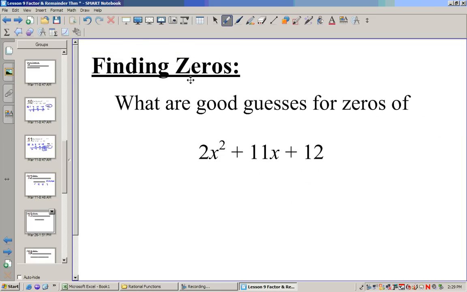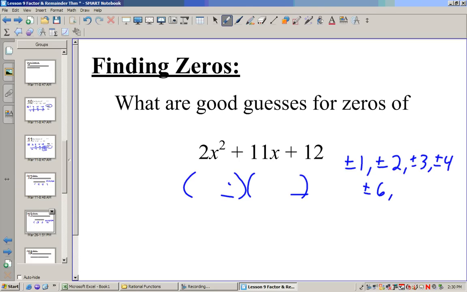Now, what would be good guesses for this one? We know that there's only 2 on this one, that these two have to multiply to get to 12. So our zeros could be plus or minus 1, plus or minus 2, plus or minus 3, plus or minus 4, plus or minus 6, and plus or minus 12.